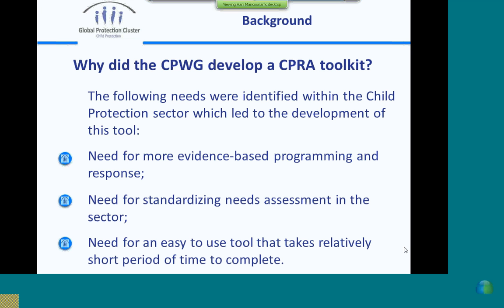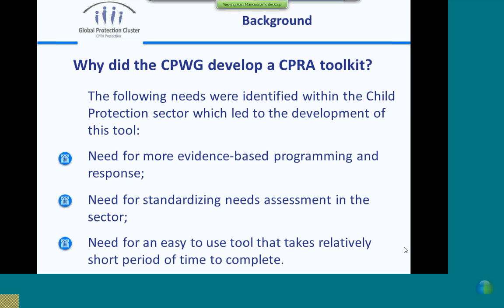The reason the Child Protection Working Group decided to develop this Child Protection Rapid Assessment Toolkit was, first and foremost, the need for an evidence base for programming and response. We tend to fall back on our background knowledge and prejudgments of the situations for programming. We do a lot of programming, but we don't necessarily base it on existing evidence. We were also told by the field that there's an urgent need for a standardized tool for the sector that would be easy to use in a relatively short period of time. And this didn't exist in a common form.